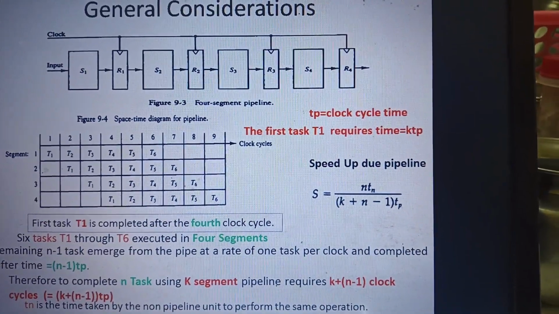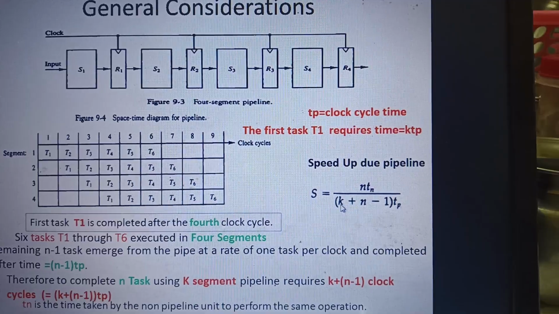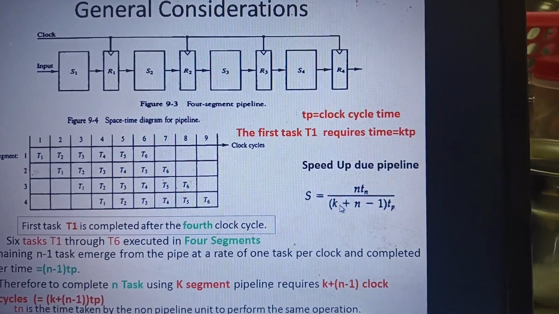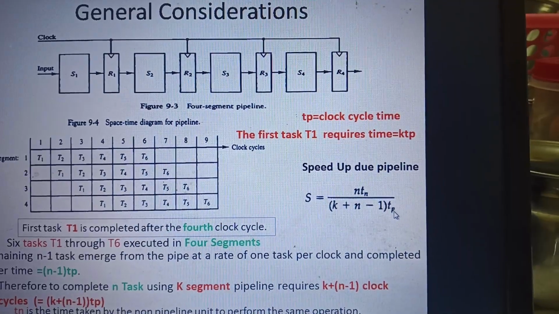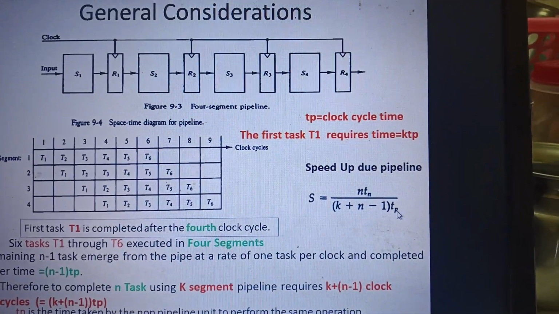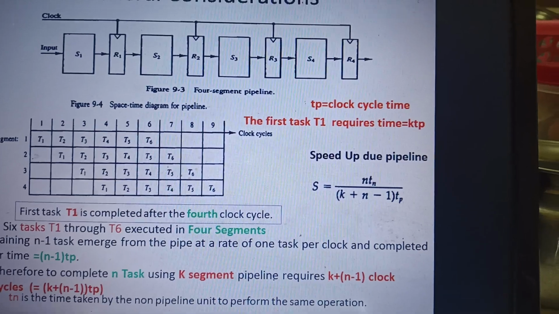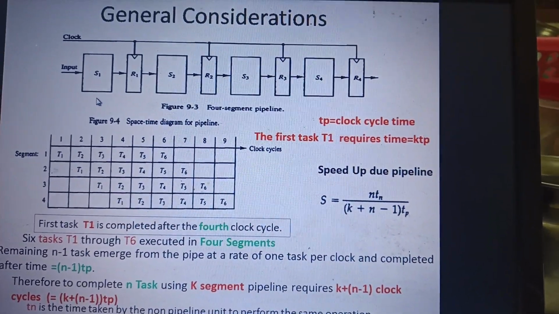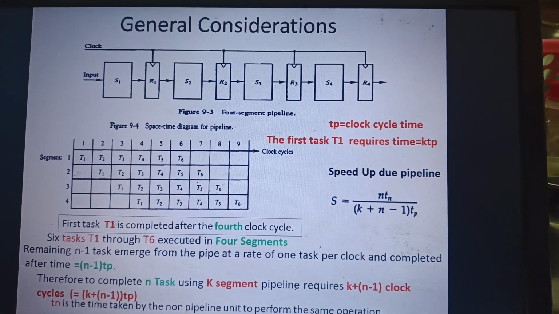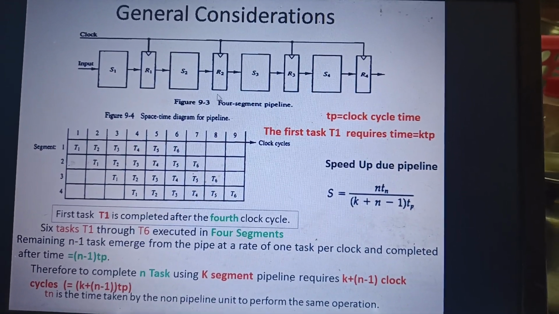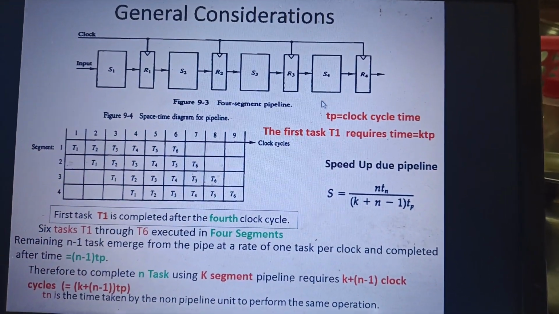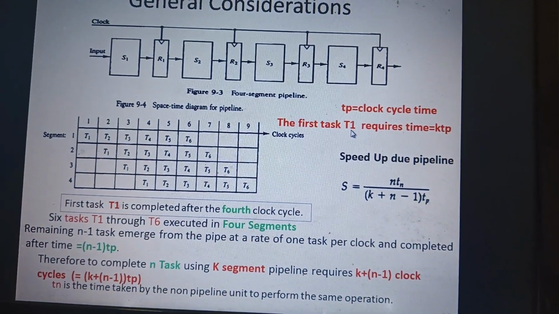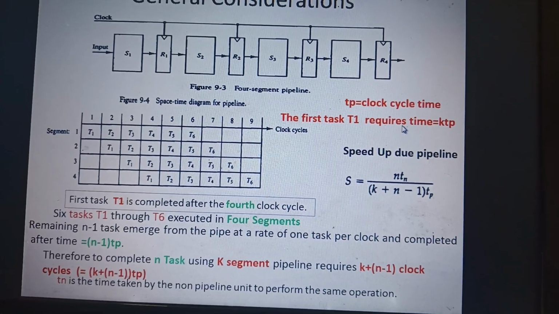pipelining architecture. So we have seen that the time required to complete n tasks is (K + n - 1) TP. Consider that TP is the clock period. So assume that we don't use such kind of pipelining. Then assume that some time is required.